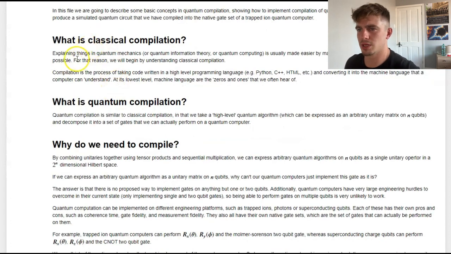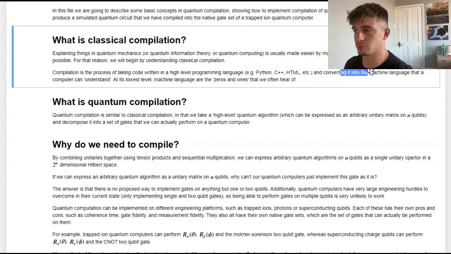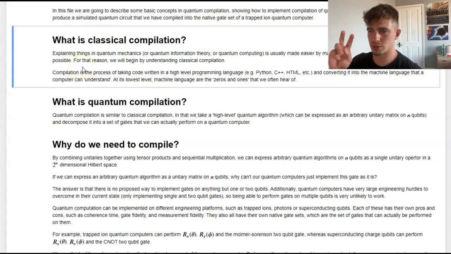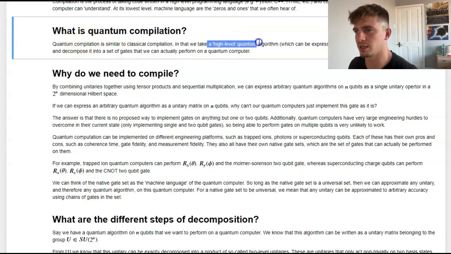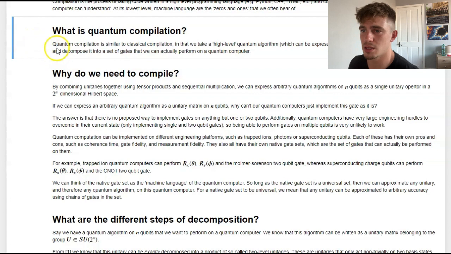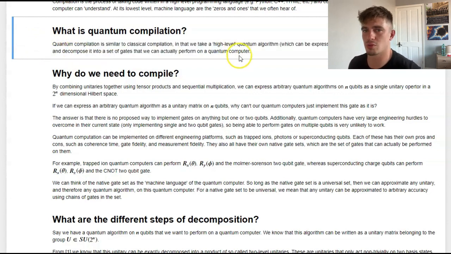What is classical compilation? As we said before, in the classical case, we're taking a high-level programming language like Python or C++ and converting it into machine language, which is what the computer can understand, and it's the zeros and ones that we hear about all the time. So what's quantum compilation? We're taking a high-level quantum algorithm, which is going to be an arbitrary unitary on n qubits belonging to SU(2^n), and we're going to decompose it into a set of gates that we can actually perform on a quantum computer.